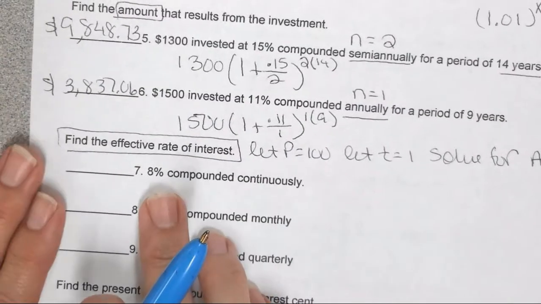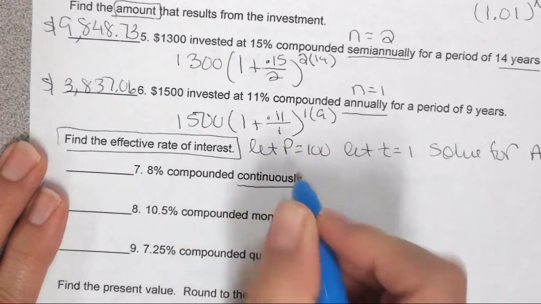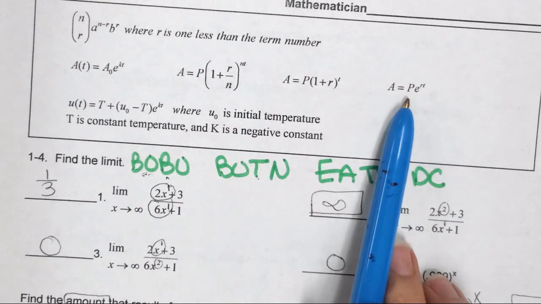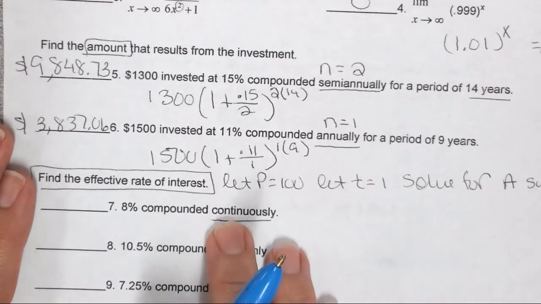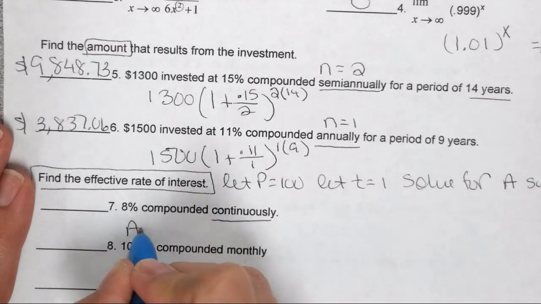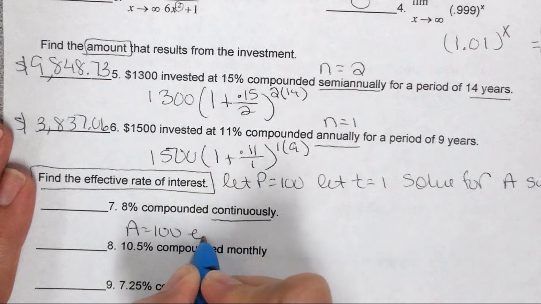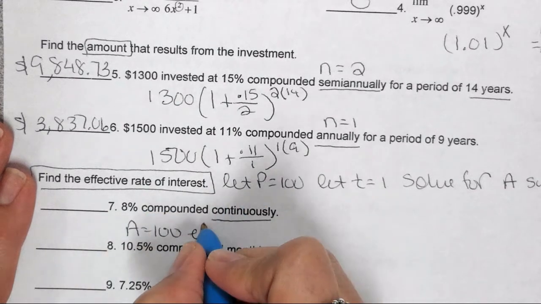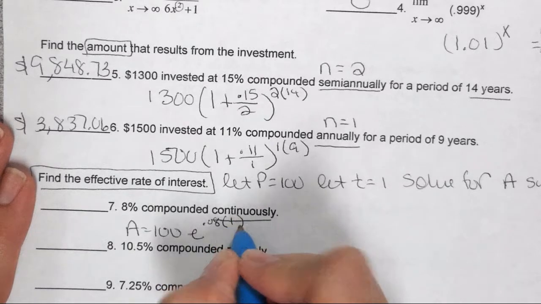Okay, so they want to find the effective rate of interest compounded continuously. When you see the word continuously, that tells me to use my PERT equation. So this is the equation I'm plugging into. And because it's effective rate of interest, I said we're going to solve for A. We're going to let P equal 100. The rate they want me to use is 0.08. And I said we're going to let T equal 1.